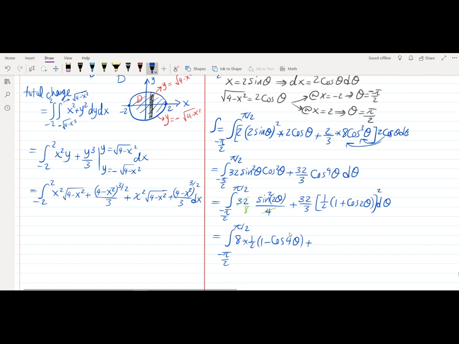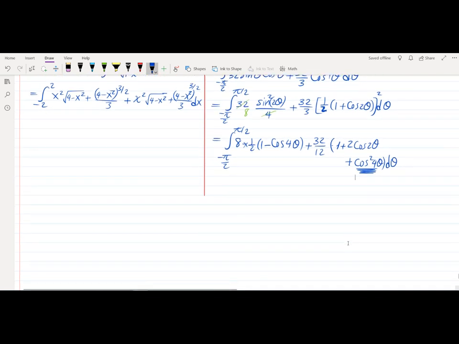plus 32 over 6. Not 6, it is 8, it is 12, sorry. We have half squared, this 2 squared times 3 will be 12. And we can expand this bracket to be 1 plus 2 cosine 2 theta plus cosine squared 4 theta d theta, and this term again will be expanded using the double angle rule.